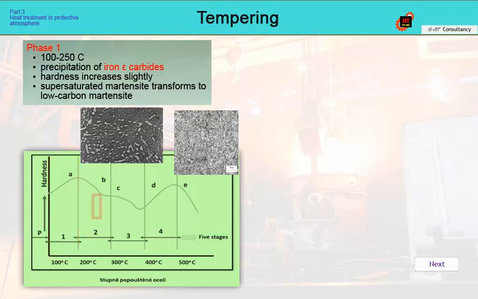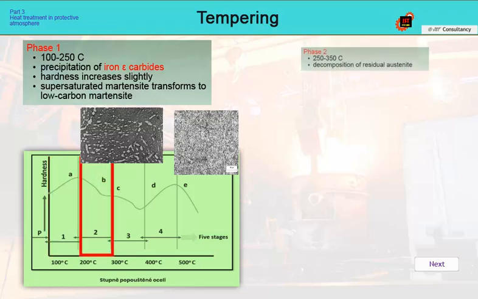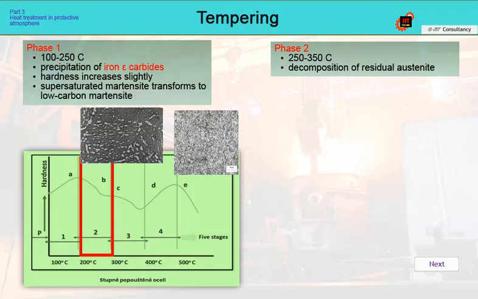The second phase takes place between temperatures of 250 and 350 Celsius. In this phase, residual austenite breaks down, which can be in large quantities in the matrix. Due to the increased temperature, diffusion processes are accelerated, and under this, the residual austenite transforms into untempered martensite, which subsequently transforms into ferrite and iron carbides. At the same time, internal stresses are released, and the hardness of the steel decreases.